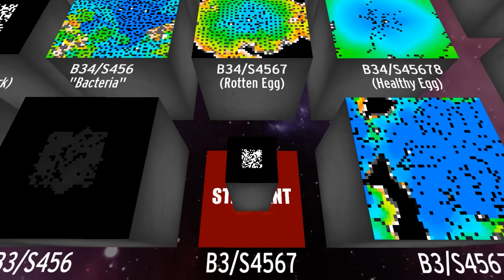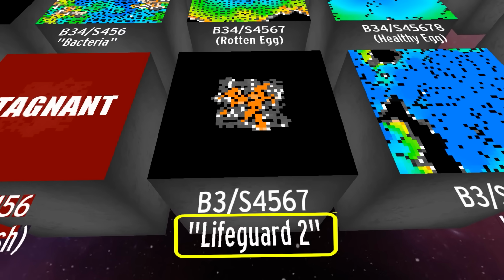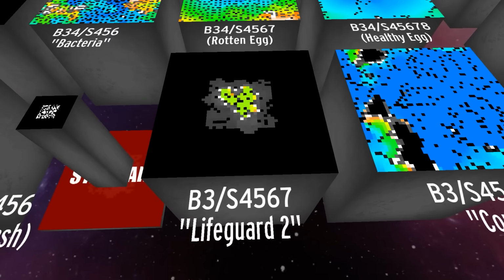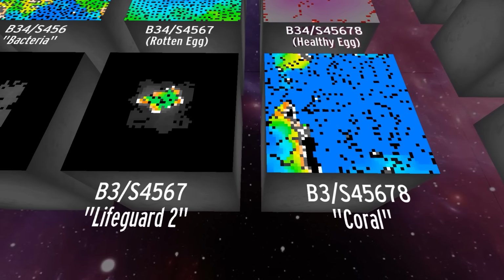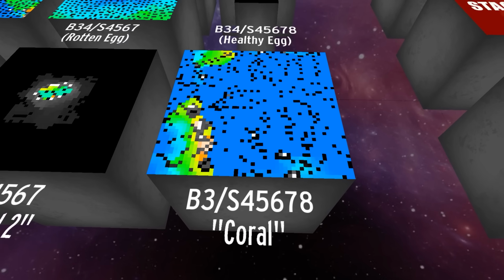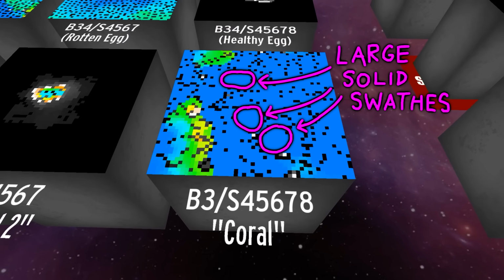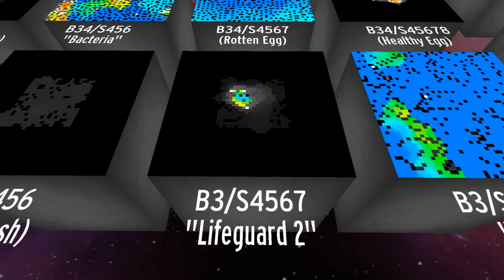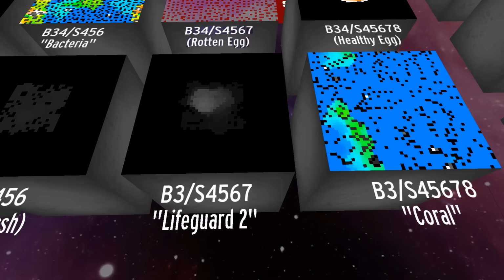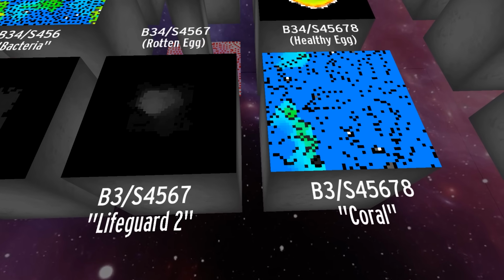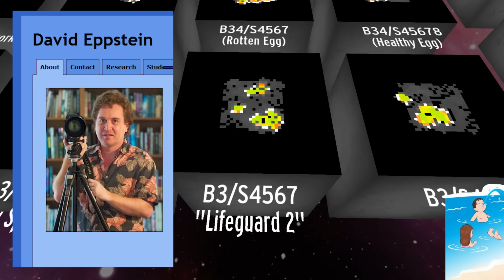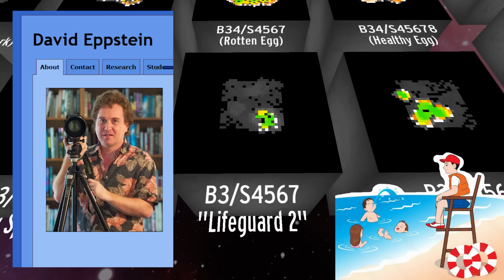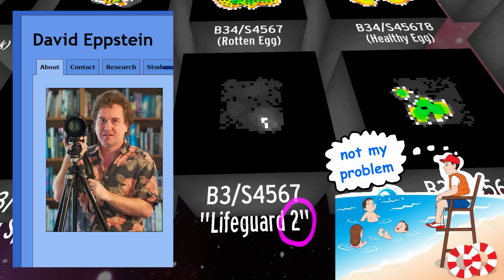Lastly, in the Aquatic family, we have Lifeguard 2. This universe's rule string only differs from Coral's rule string by survival at 8. But that turns out to make a huge difference, allowing Coral to have large, solid swaths of living cells, whereas Lifeguard 2 can't have that, leading to Coral conquering the globe while Lifeguard 2 slowly shrivels and dies. I can only imagine David Epstein named it that because the creatures look like they're drowning into the abyss as the lifeguard's too busy to go save them.